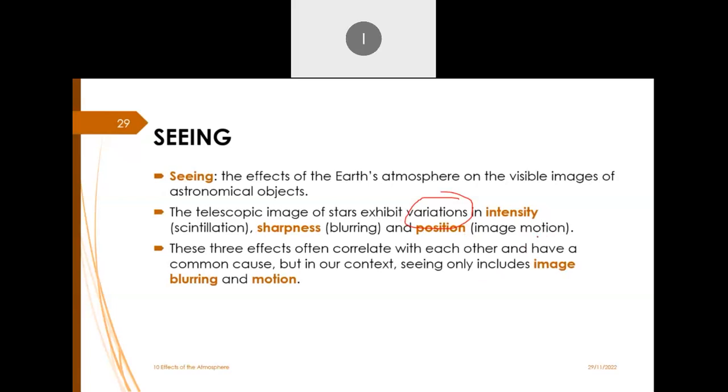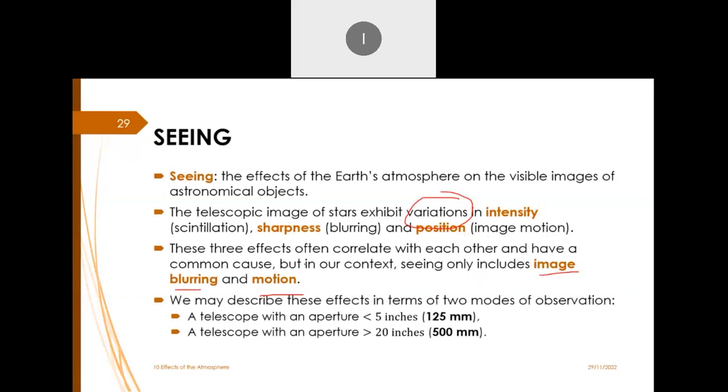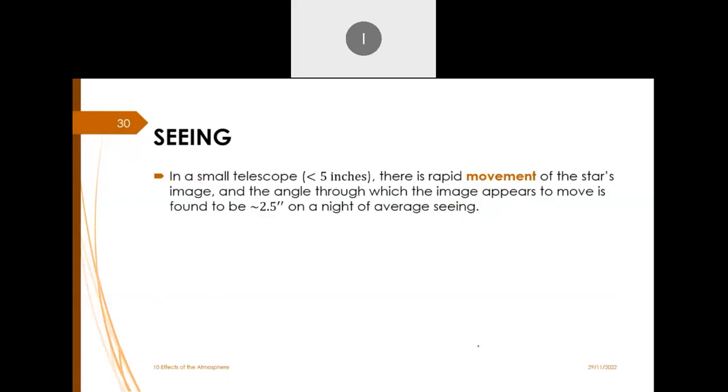So these three effects correlate with each other and have a common cause. But in our context, seeing only includes image blurring and motion, not including the intensity scintillation. We may describe this effect in terms of two modes of observation: a telescope with aperture less than 5 inch and a telescope with aperture more than 20 inch.